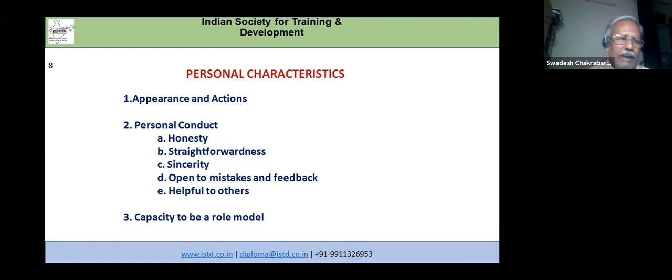The next point is the personal conduct of the person. Personal conduct is very, very important because initially, even though somebody may be accepted as a trainer, over a period of time, when he starts delivering his talks, the various characteristics will be discovered or revealed in the process of delivery, and that is going to really affect the popularity or the acceptance of the trainer.